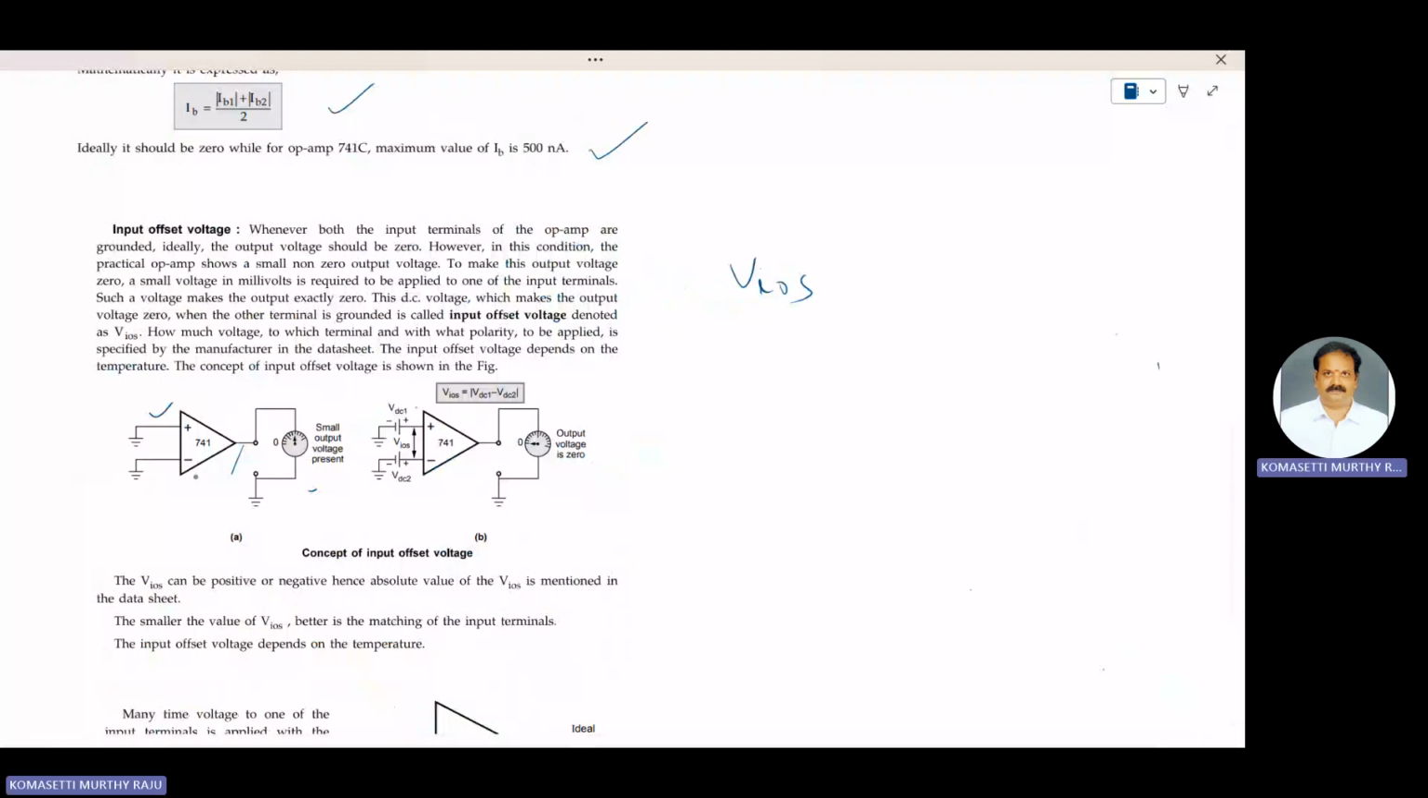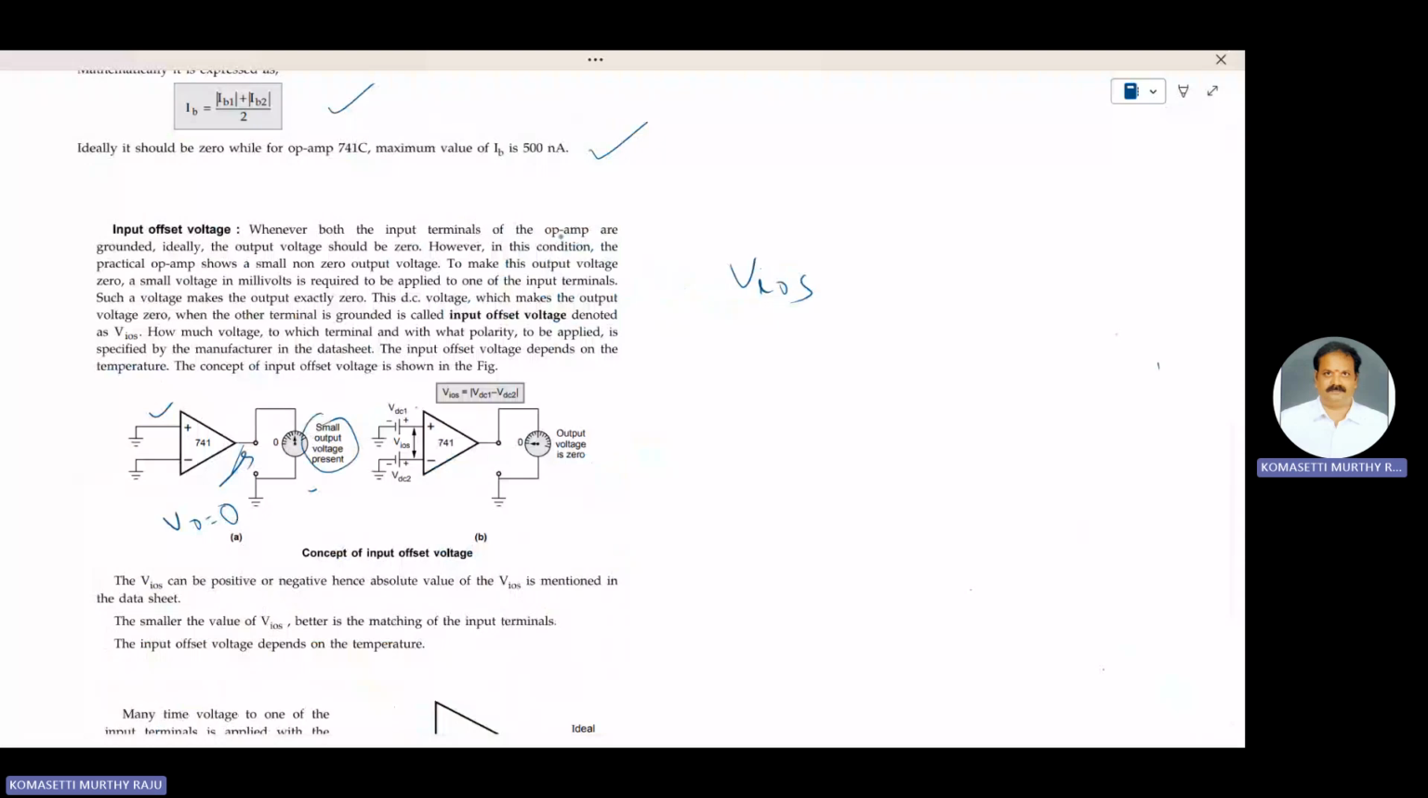This is the 741 op-amp. Both terminals of the op-amp are at ground potential. The non-inverting terminal is connected to ground potential, and the inverting terminal is connected to ground potential. At this stage, ideally the output voltage V0 is equal to 0. But practically, it shows some value other than 0; a small output voltage is present.